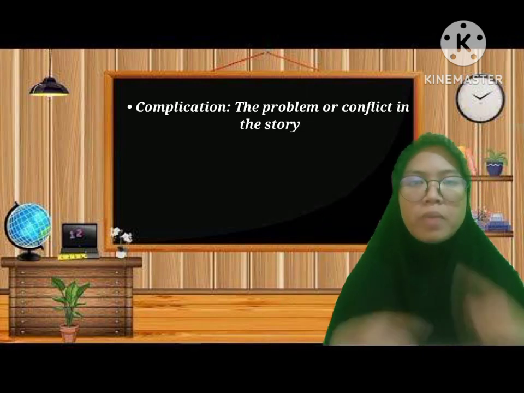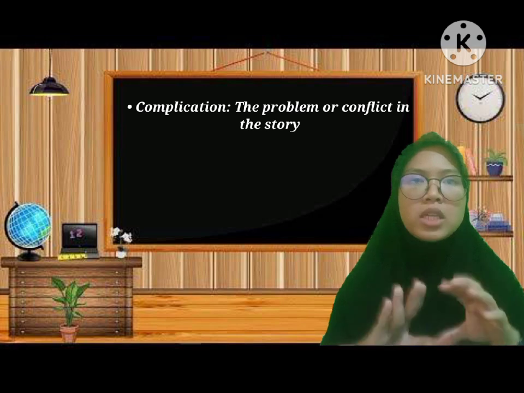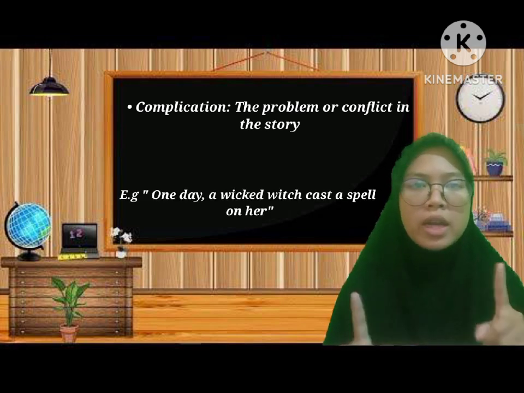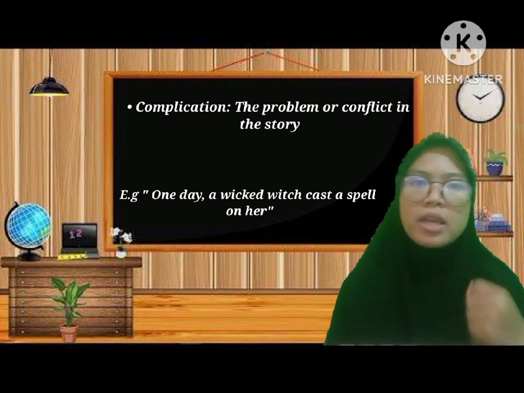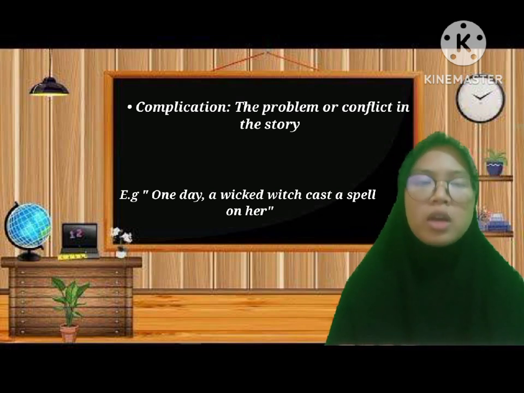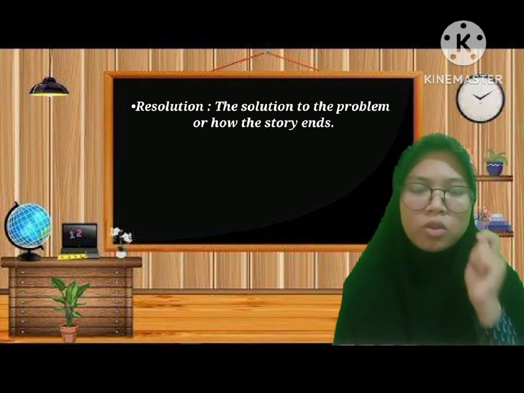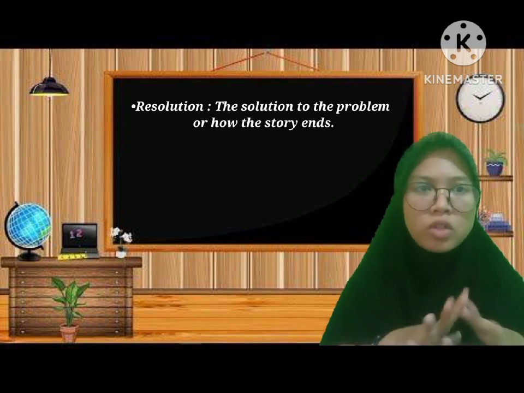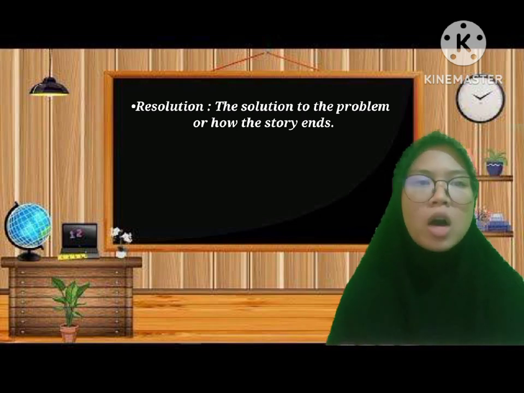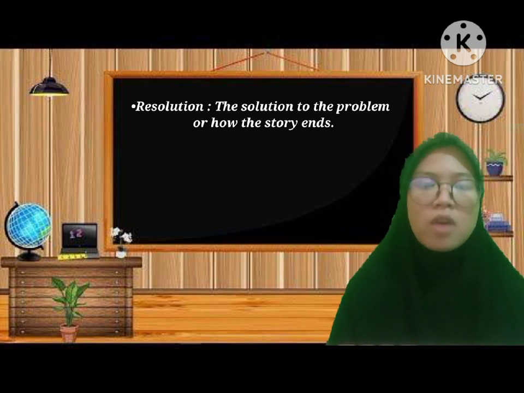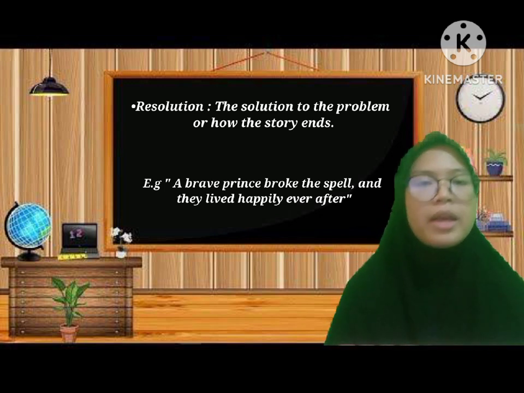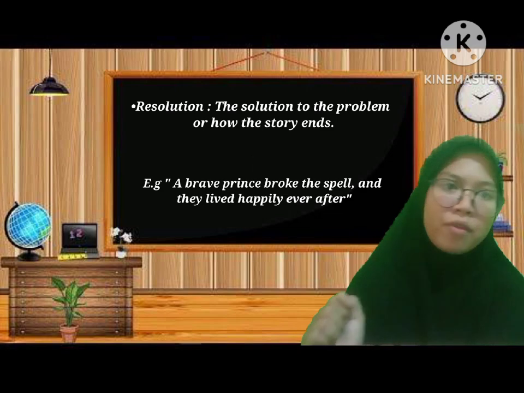And then complication. What is complication? Complication is the problem or conflict in the story. For example, one day a witch cast a spell on her. And then the third one is resolution. What is resolution? Resolution is the solution to the problem and how the story ends. For example, a brave prince broke the spell and they lived happily ever after.